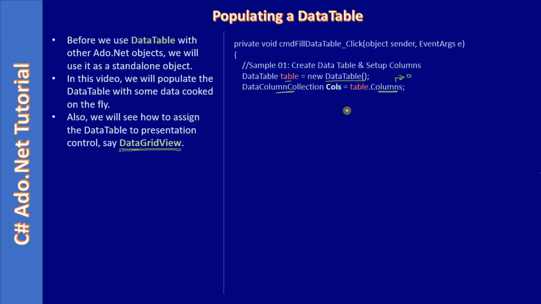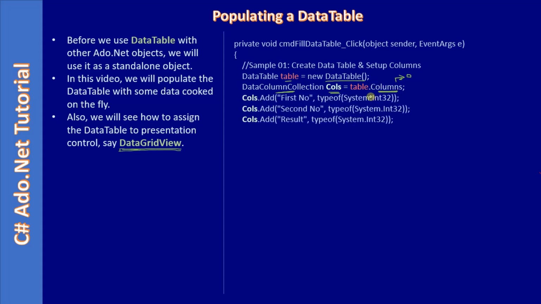And we have to add the column since we have the column collection which was already retrieved from the data table. We can add the columns now. If you see the method, what we are using is the add, right? That's the method we are using on the collection. And to the add method, we are specifying the column name and the data type tied to that column. So in our example, we use 3 columns and all will hold integer data.